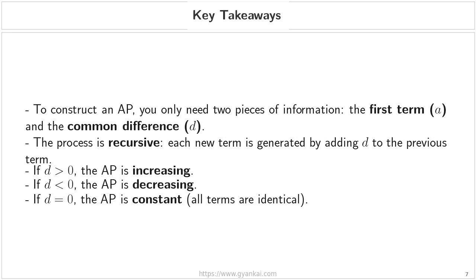Third, keep a close eye on the value of your common difference, as it determines the behavior of your sequence. If D is greater than 0, your AP will be an increasing sequence, where the numbers get larger. If D is less than 0, the AP will be a decreasing sequence, meaning the numbers will get smaller. And finally, in the rare case where D equals 0, the AP is considered constant, meaning every single term in the sequence will be identical. All right, we have reached the end of our lesson, so let's wrap everything up by reviewing the key takeaways from today's session. I hope this summary helps solidify your understanding. Keep practicing these construction steps, and you'll master APs in no time.